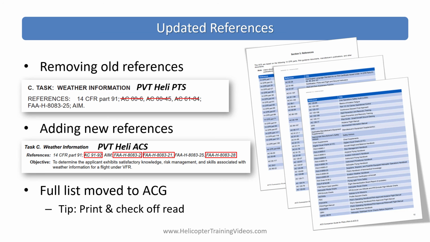The full list of resources has been moved to the ACS companion guide. I've put it as ACG. I don't know if anyone else will call it that, but that's what I've been using. So that's, like I said, a good thing to perhaps print that list off and mark the ones that you think you want to cover for the particular check ride and knowledge test that you're going to be working on, and then tick them off once you've studied those, like a study guide list.